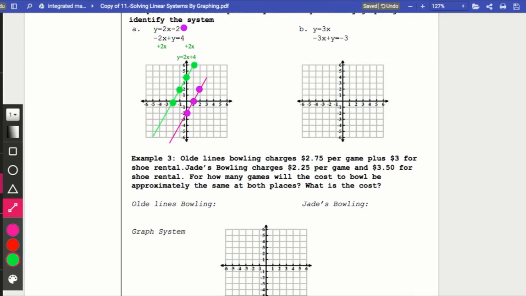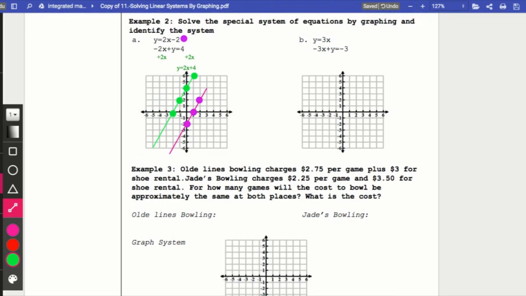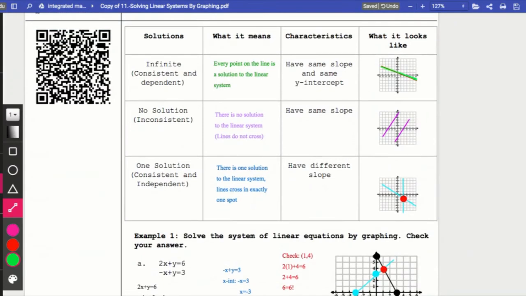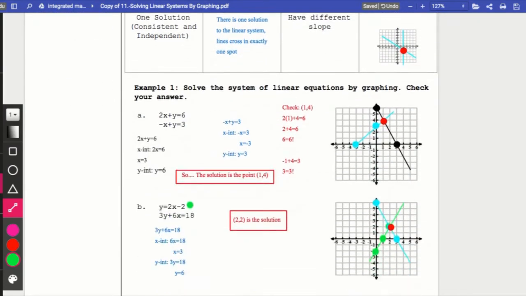All right, now notice that they do not cross. Visually, I can tell that this has no solution because they do not cross. But notice that when I rearranged it, I got 2x minus 2 and 2x plus 4. That means it's going to have no solution. If you look back up here to our table, if they have the same slope but different y-intercepts, it's going to result in no solution.